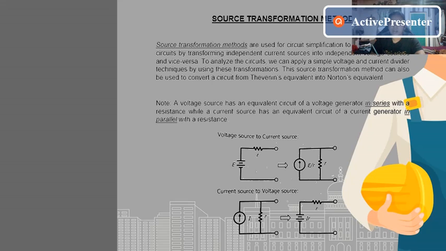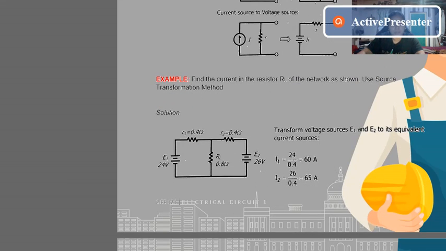So E over R in parallel with the R. If converting a current source to a voltage source, we have I in parallel with R, so our IR is in series with the R. So let's have an example to understand better.